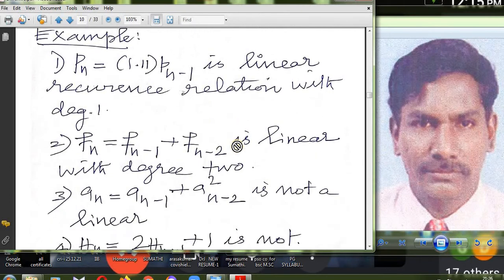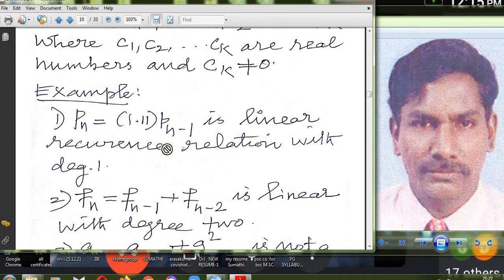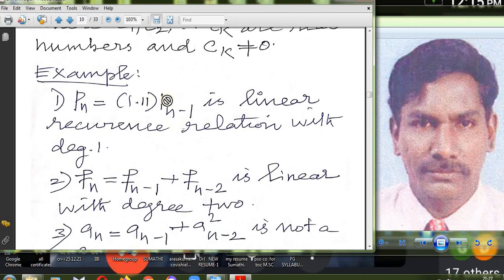Now some examples. Pn equals 1.11 Pn minus 1. Can you remember this? This is the compound interest formula. Am I correct? The current year total amount, if the interest rate is 11%, is 1.11 times Pn minus 1, where Pn minus 1 is the previous deposited amount. So this is a good example of a linear recurrence relation with constant coefficients. Here the power is 1. Look at that, the power is 1.